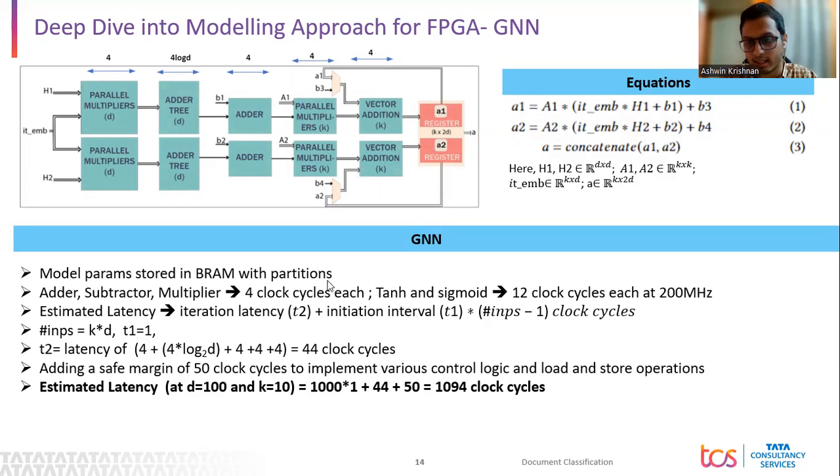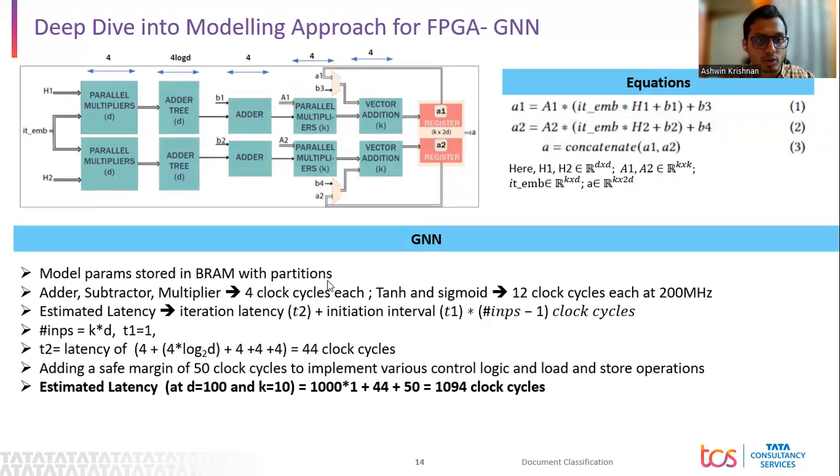Here, when we synthesized at 200 megahertz, we found that it takes 4 clock cycles for addition, subtraction, and multiplication, whereas tanh and sigmoid take around 12 clock cycles. Furthermore, you can see the dependent operations like bias addition and multiplication with A are implemented in a single pipeline loop, and the independent equations, that is 1 and 2, consume separate resources so that both of them execute in parallel.